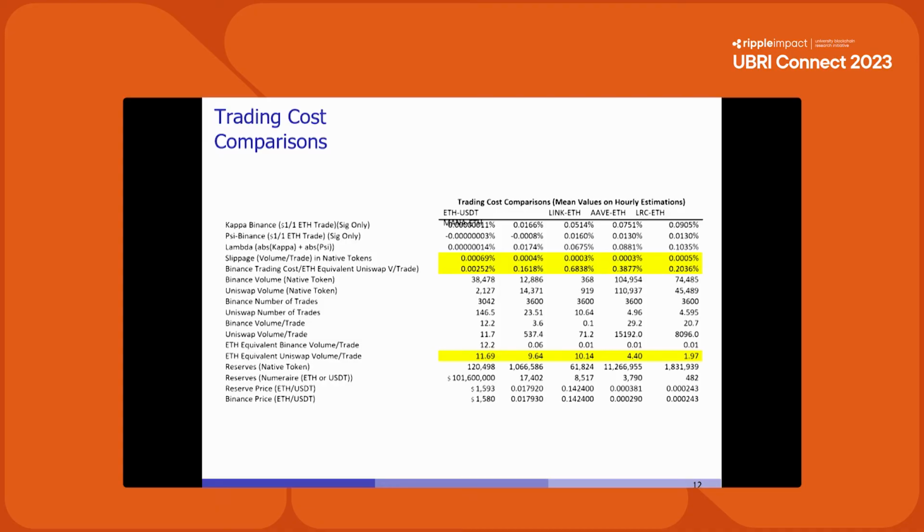Binance is probably more efficient when it comes to Link to ETH. But for Aave and for LRC, you're seeing that actually Binance cost is more expensive. It's more expensive to trade on Binance compared to Uniswap. And Mana is also closer. So this is our summary stats of what we've discovered in terms of comparing trading costs.